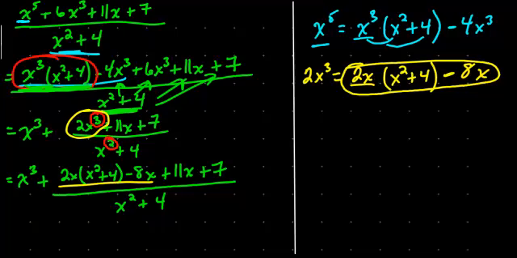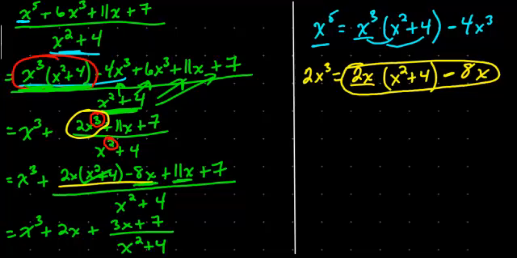Okay, so now when I divide x squared plus 4 into all the terms on top, we see that the 2x is going to pop out because it's going to cancel that x squared plus 4. So I get x cubed plus 2x plus, up here I still have a negative 8x and a positive 11x. That's going to give me 3x plus 7 over x squared plus 4.